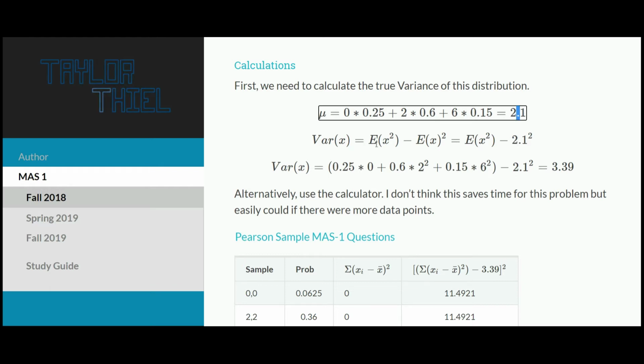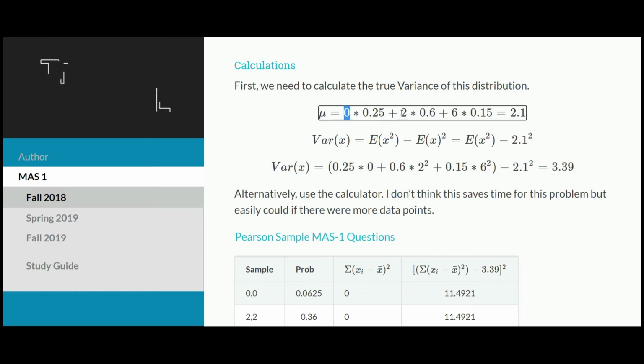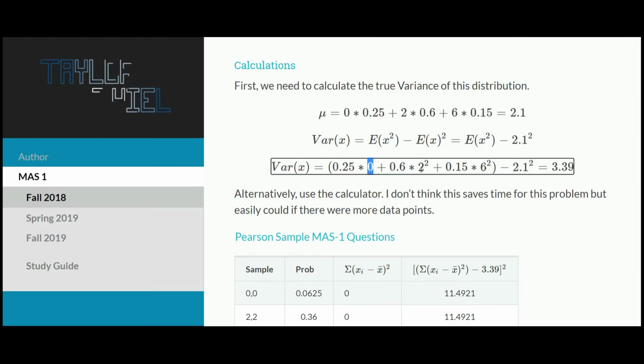Next, for the variance of x, we can use that 2.1, that's why we calculated it. It's going to be 2.1 squared subtracted from the expected value of x squared. For that, it's the same thing we did for mu, but instead of multiplying by x, that is 0, 2, and 6, we want the probability weighted average of x squared, so 0, 4, and 36. Plugging that in, we get the expected value of x squared, then subtract off 2.1 squared, and we get 3.39.